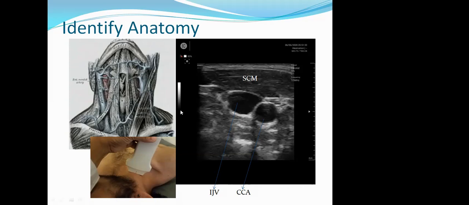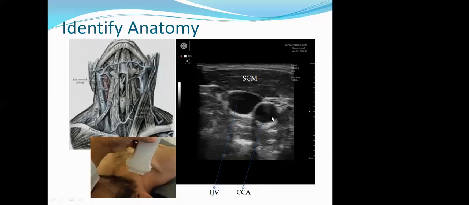So always check your correct position of the probe. Now, when you put the probe on the neck, you will see on the top, this is the skin of the neck, and this one is the sternocleidomastoid muscle. And then you will see one rounded structure and one of a little bit bigger diameter. This rounded structure is the common carotid artery, and the bigger one is the internal jugular vein. So these are the two structures.